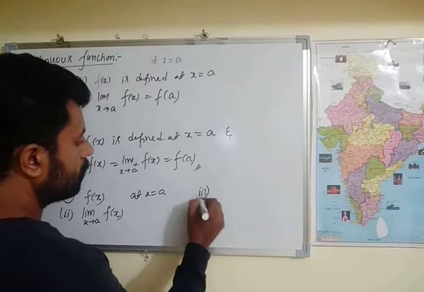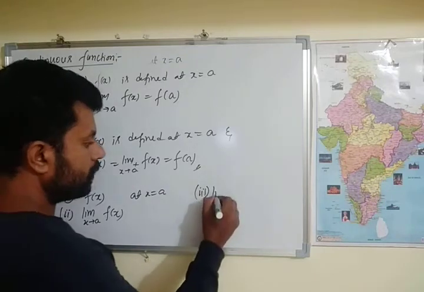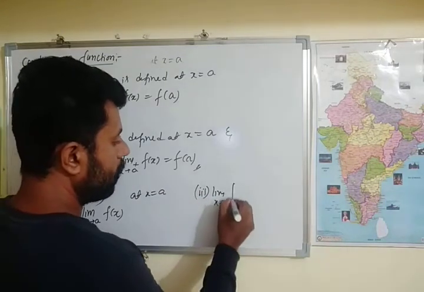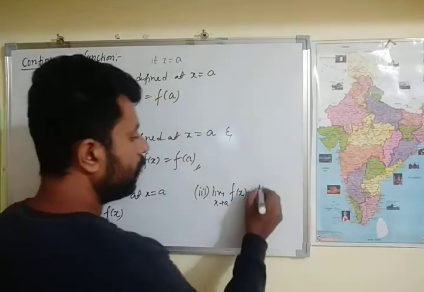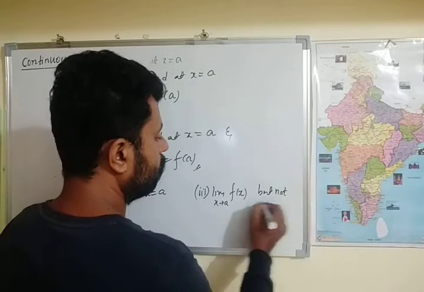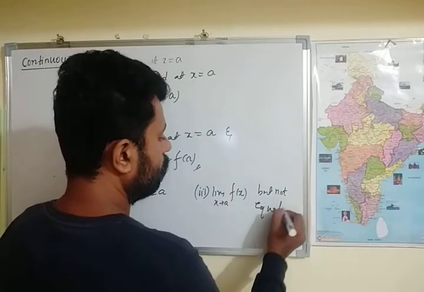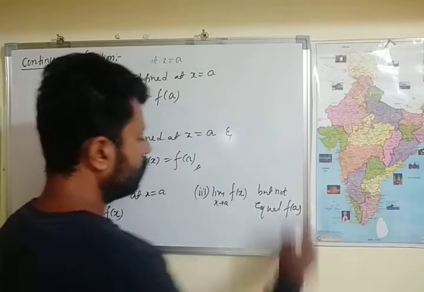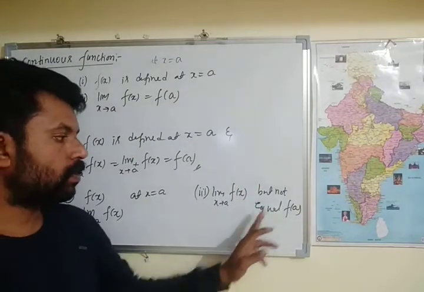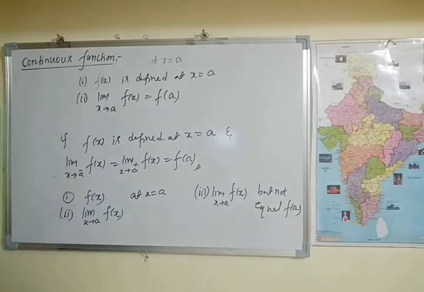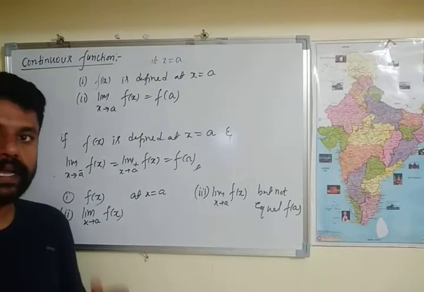Next, third condition, limit x tends to a, f of x exists but not equal to f of a. We say the function is discontinuous at x is equal to a.